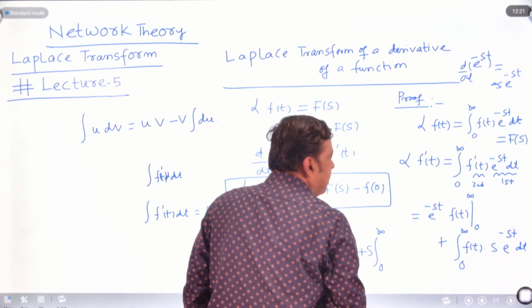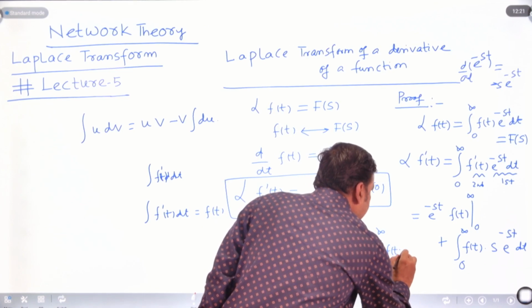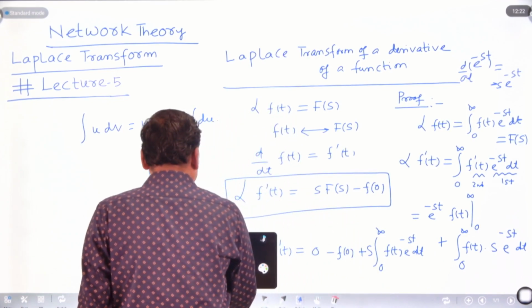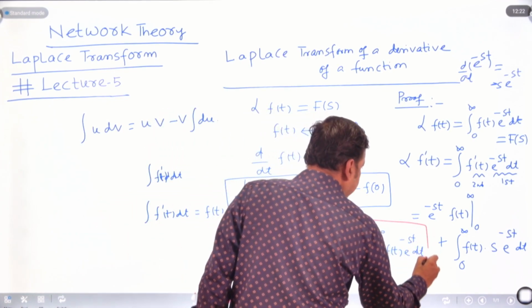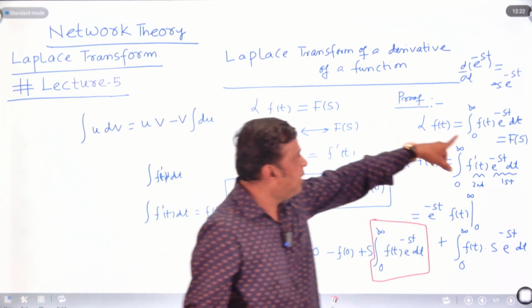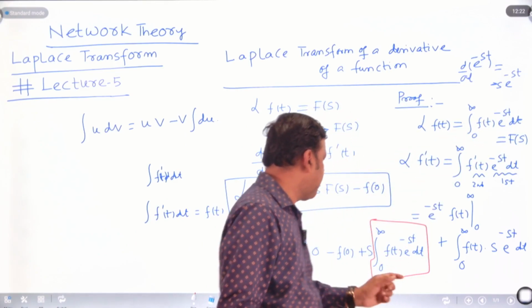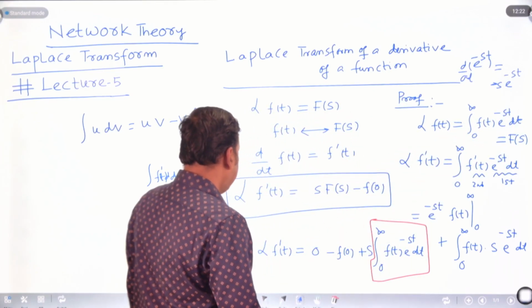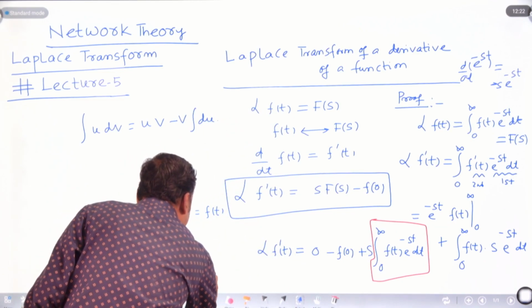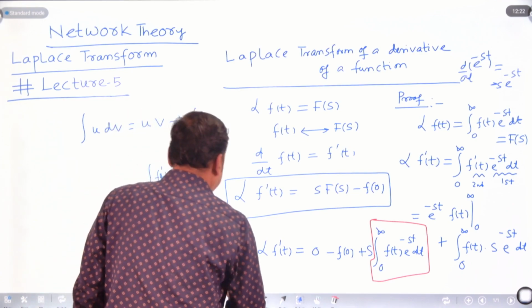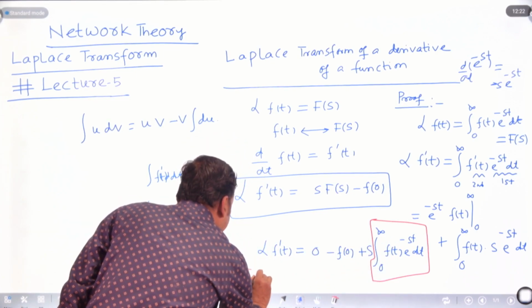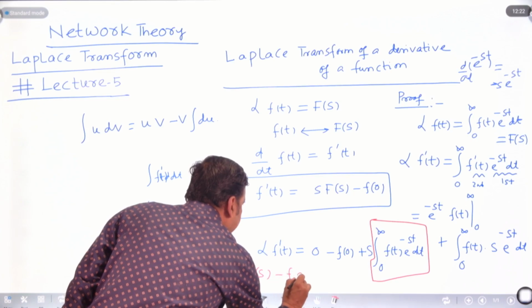s taken outside, the integration of f of t into e to the power minus st dt. What is the value of this? Can you tell me? F of t into e to the power minus st dt is nothing but f of s, so that is s f of s. Therefore the Laplace transform of f dash t is minus f of 0 plus s f of s, that is s f of s minus f of 0.